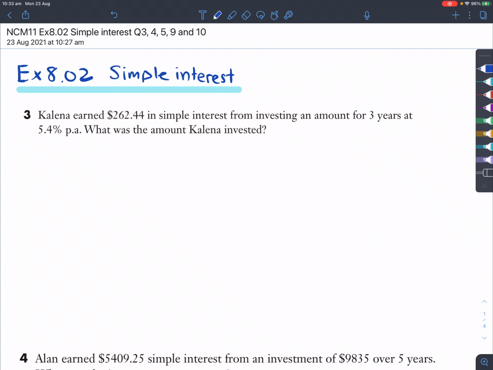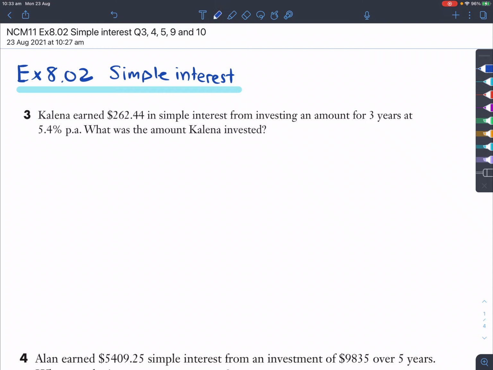Hey everyone, let's continue our lesson on simple interest. Question 3 says Kalina earned $262.44 in simple interest from investing an amount for 3 years at 5.4% per annum. What was this amount that Kalina invested?